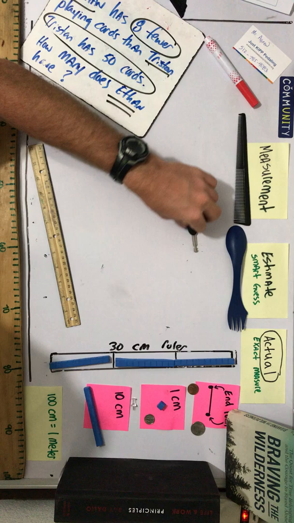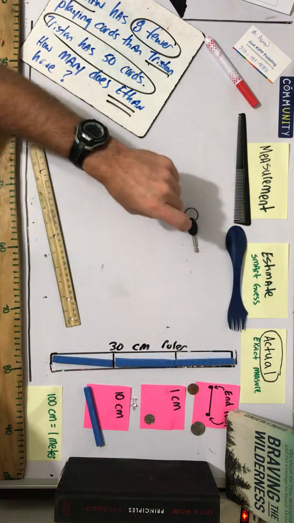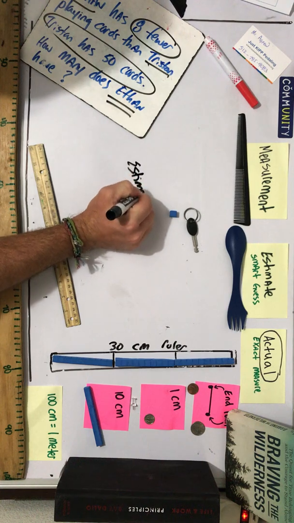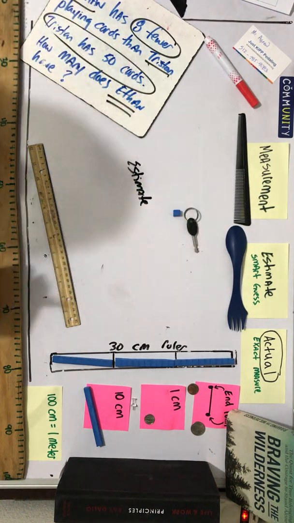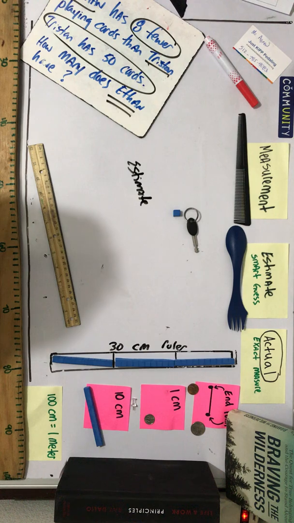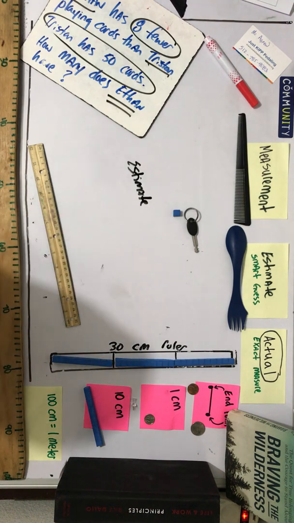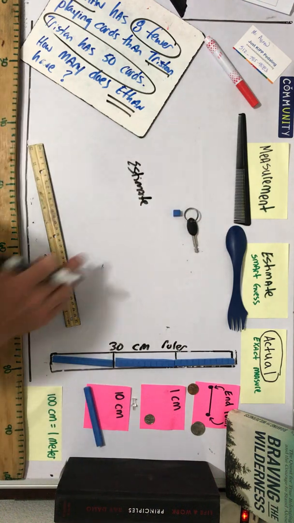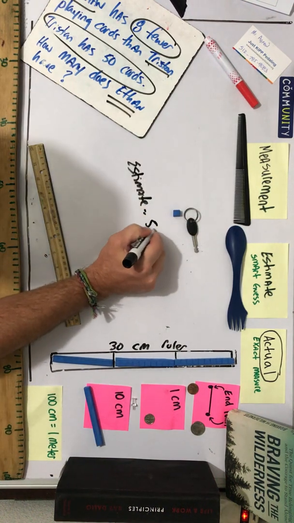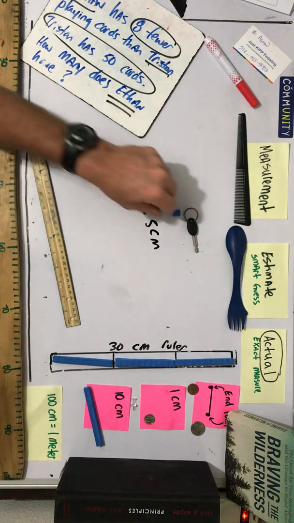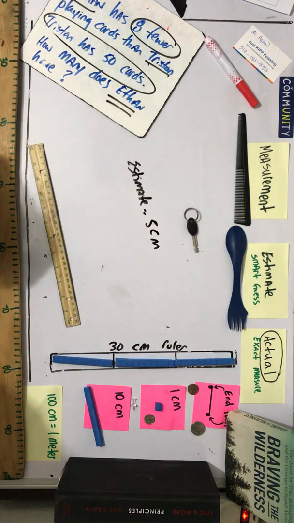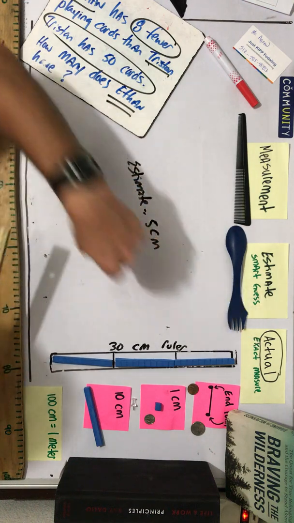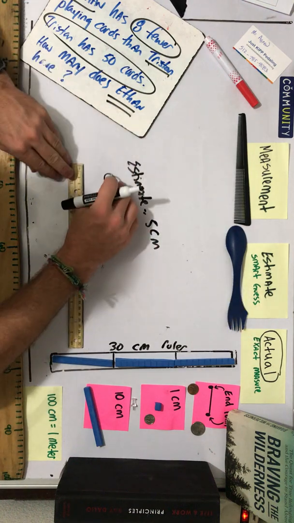An actual measurement. First, we're going to take our estimate, and I'm going to say my estimate for my key is going to be, if that's 1, and I'm going to go all the way from one end of the key to the other end, I'm going to say that this is going to be about 5 centimeters. That's my estimate. Now, I'm going to go ahead and measure my key. I'm going to get an actual measurement. Okay?